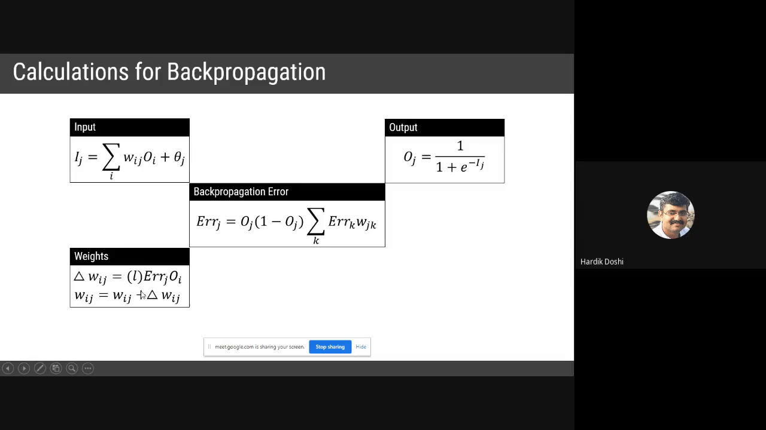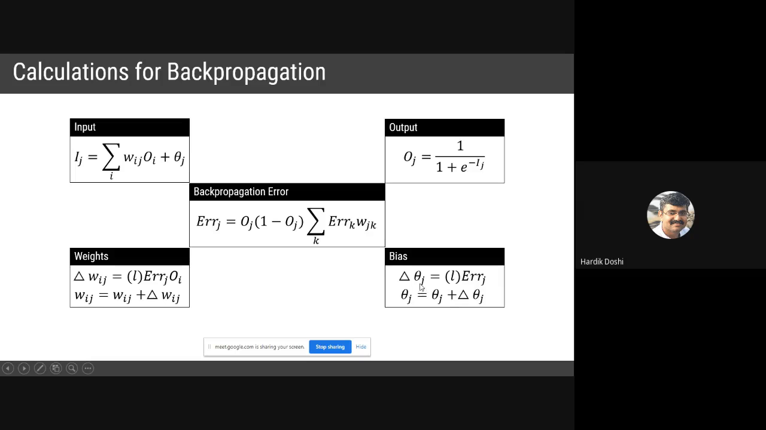So you need to multiply all three, and that will give you the change in weight, delta Wij, which means change in weight, and that change in weight is added to our actual weight, which gives you a new weight. And based on this, you need to change your bias also, theta value, theta bias.